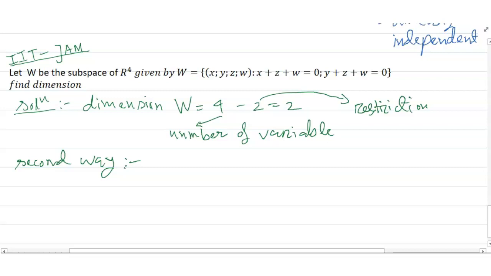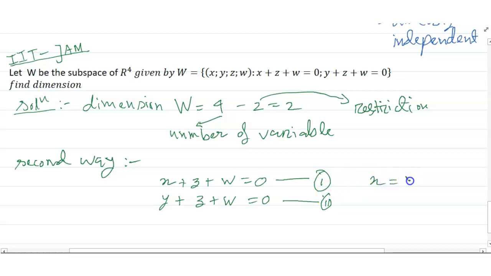Because as we are learners, we need to learn every topic, every way, friends. So this way I will discuss: x plus y plus z plus w equals 0, y plus z plus w equals 0. We get these values, and now we can express them. We can express this 1 and this 2 so that x equals y. Easily we can say, and we take it as k. Then z plus w is equal to minus k, and z is equal to minus k minus w.